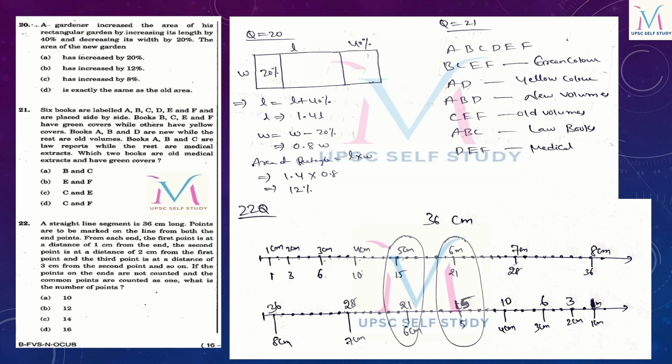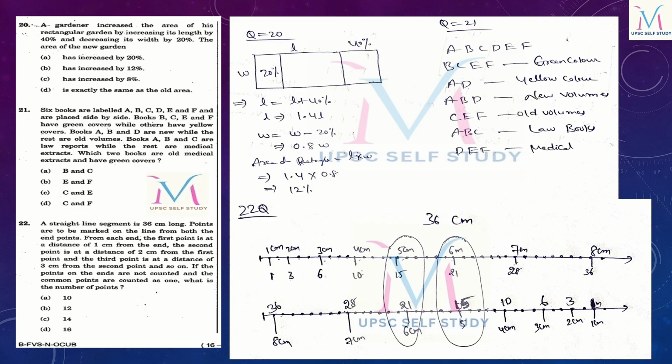Coming to the 20th question. A gardener increased the area of his rectangular garden by increasing its length by 40% and decreasing its width by 20%. The area of the new garden. In the question, a gardener is increasing the length of the rectangular garden.